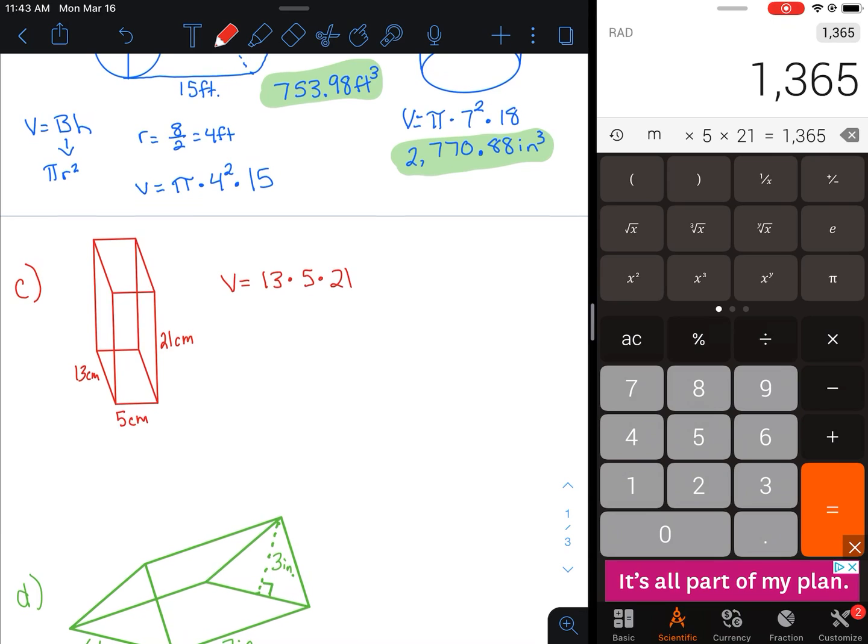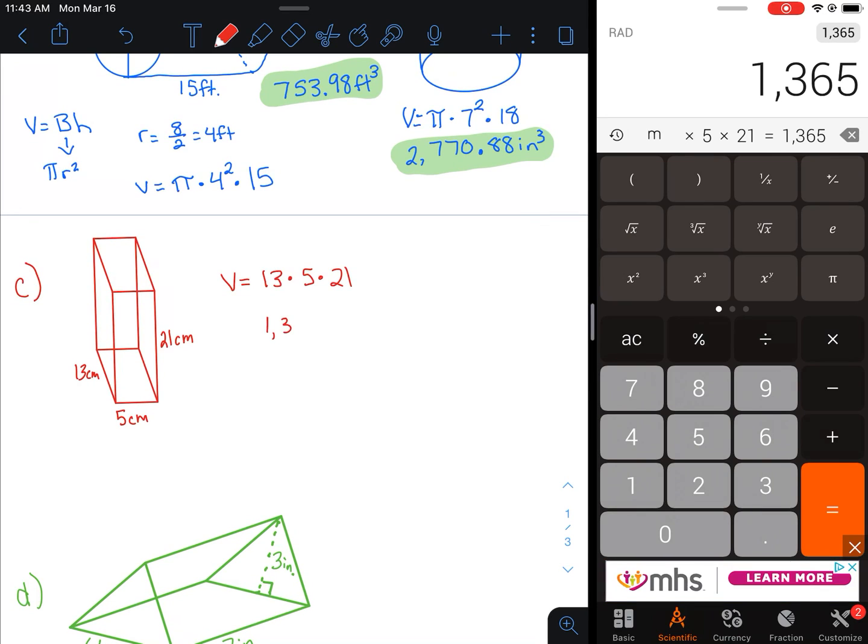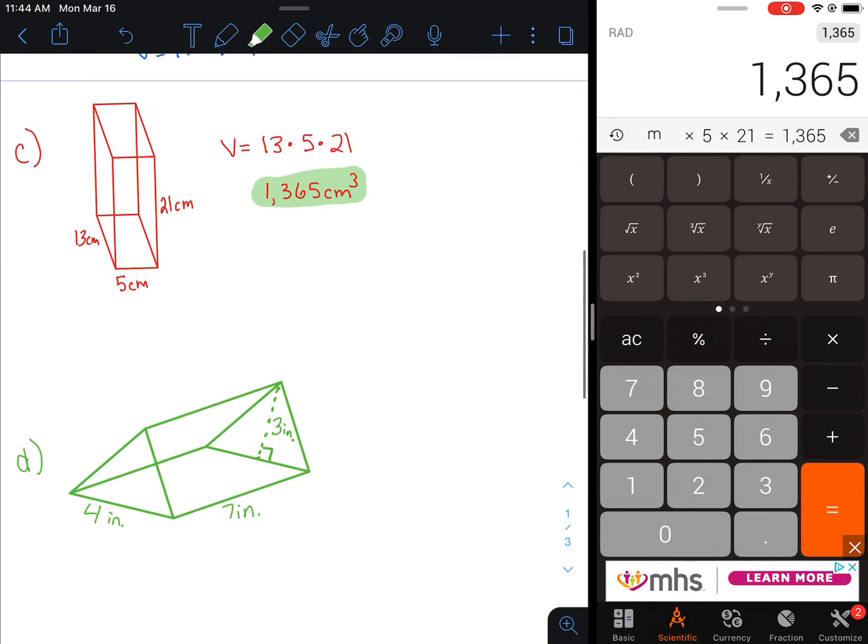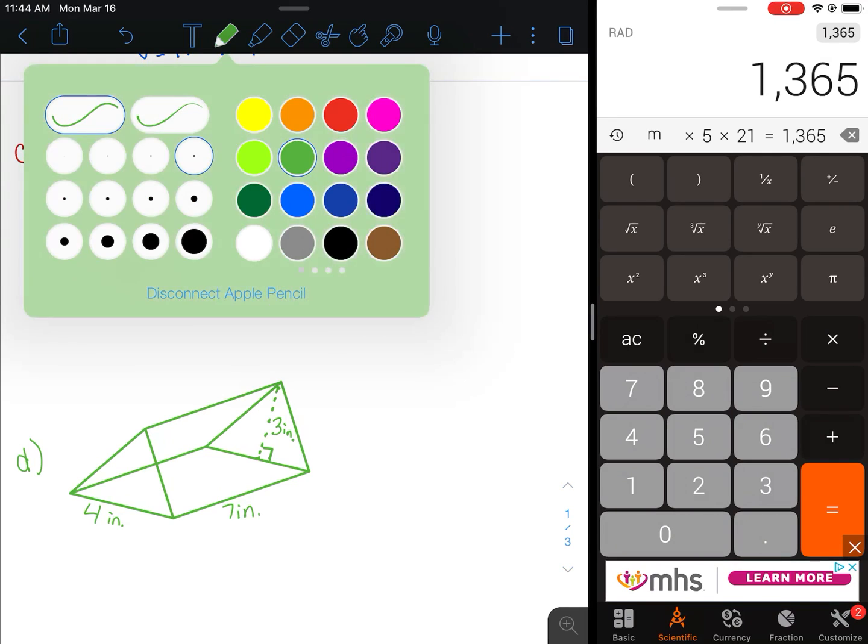So you should have gotten an answer of 1,365, and in this case, centimeters cubed. Keep remembering that when we're talking about volume, we're talking about 3 dimensions. That's why we have to have the cubed value, not just squared or a value by itself.